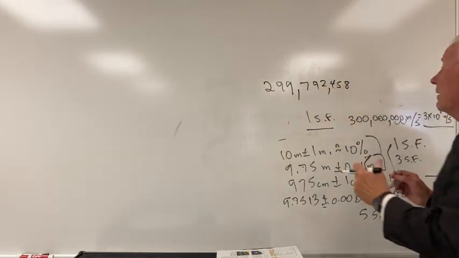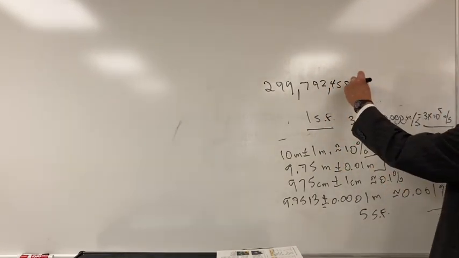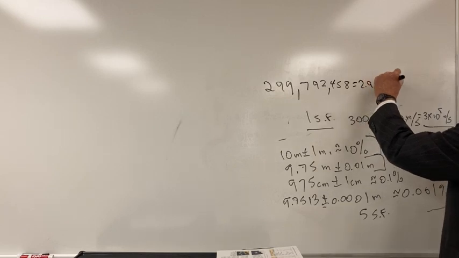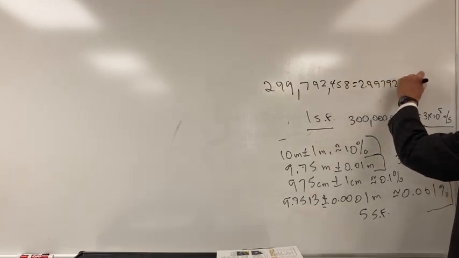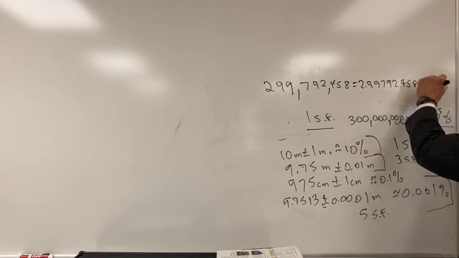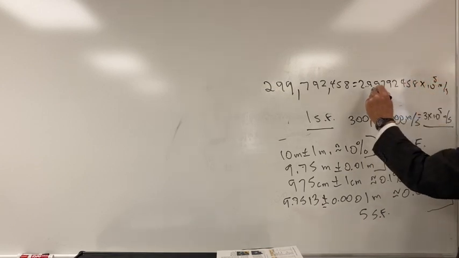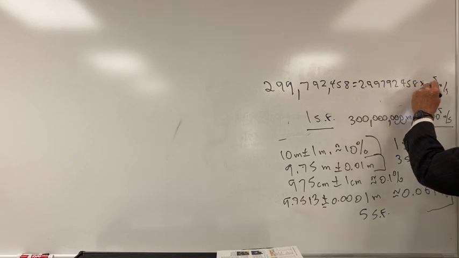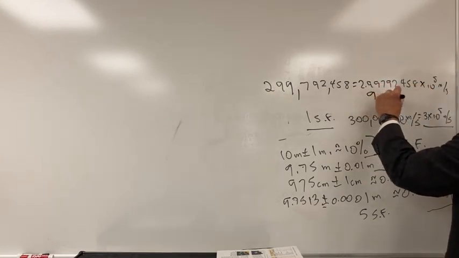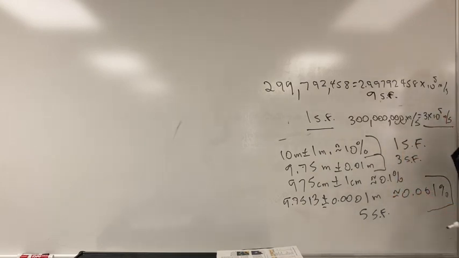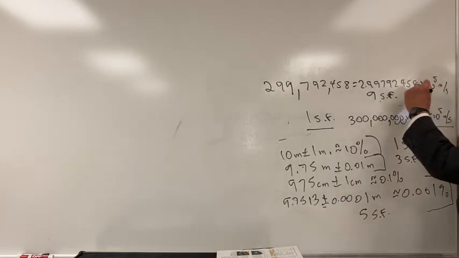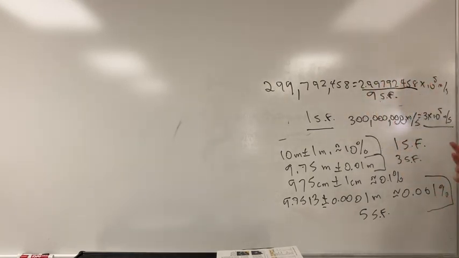299,792,458. So if we write this in scientific notation, this would be 2.99792458 times 10 to the 8th meters per second. That's 1, 2, 3, 4, 5, 6, 7, 8, 9. That's 9 significant figures. That is the accuracy of that number, right? So if you always write it in scientific notation, then the numbers here will give you that accuracy in significant figures.